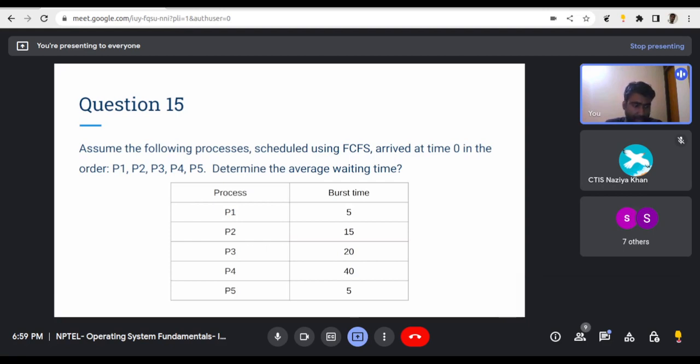So you have to calculate the average waiting time, that is not just for a single process. You have to calculate the waiting time for all the processes and then divide it by 5. So what will be that? Anyone else would like to contribute?